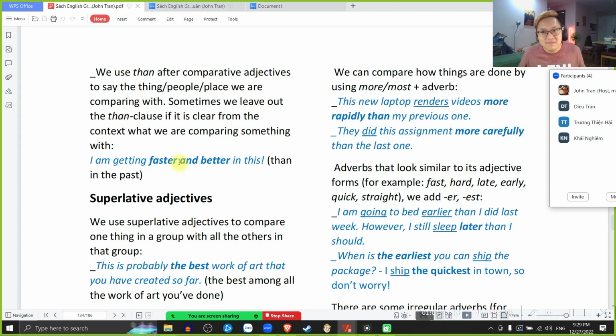I'm getting faster and better at this than in the past. In the what? In the past. In the past. Faster is different from fatter. Faster means quicker, which is different from fatter.